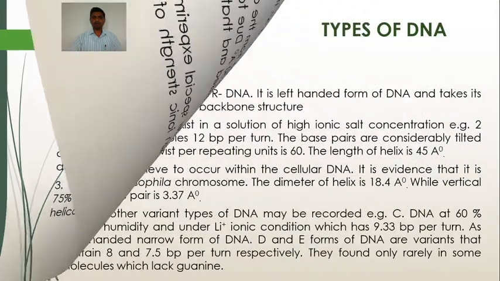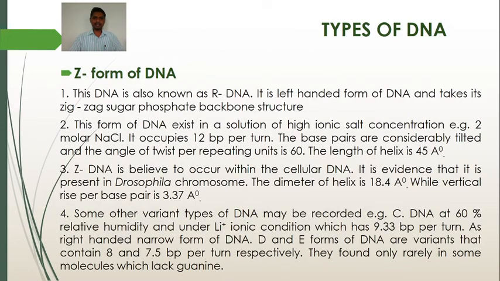The last form of the DNA is the Z form. This Z form DNA is also known as zDNA. It is the left-handed form of the DNA. A and B forms of the DNA are right-handed, while this Z form of the DNA is left-handed and takes a zigzag sugar phosphate backbone structure.